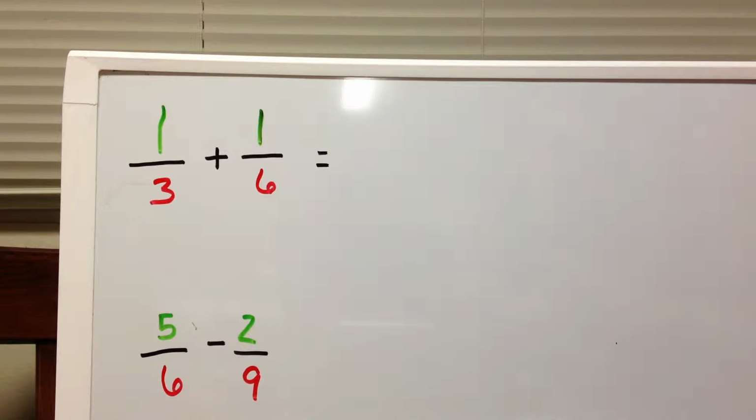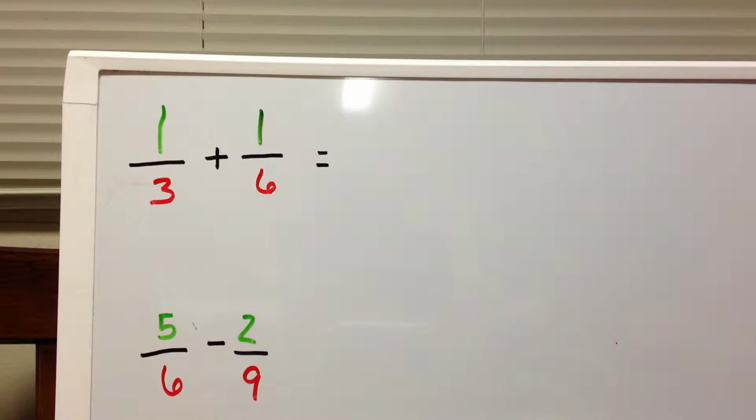The last part of the lesson is going to be adding and subtracting fractions with unlike denominators. So after the students understand how to add and subtract fractions with like denominators and how to find common multiples, we are going to work on adding and subtracting fractions with unlike denominators. So we have two examples that we're going to work out.